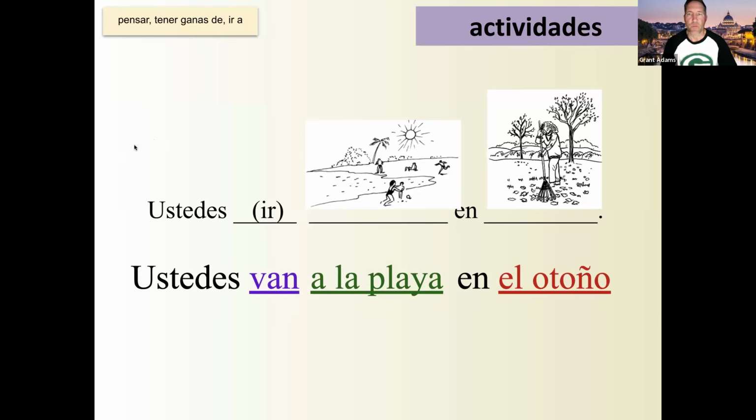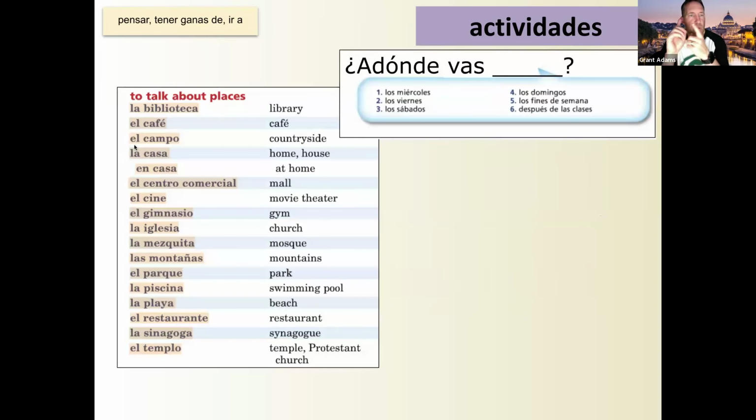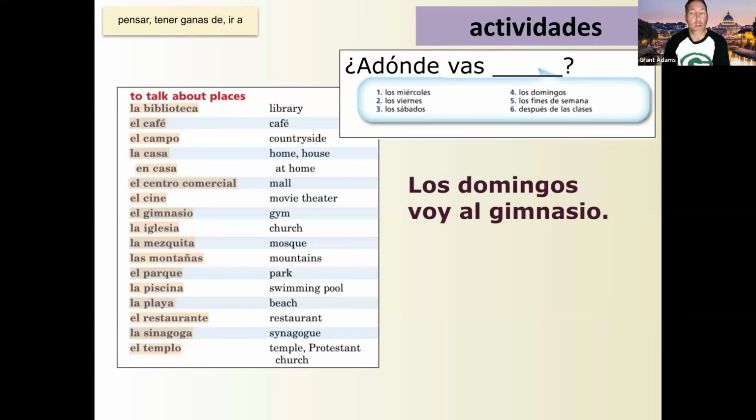Now I'm going to go ahead and ask one by one. Tenemos biblioteca, café, all these cool words. And notice how I said before el lunes was on Monday, los lunes on Mondays, a perfect example of that. So if I were to say, ¿a dónde vas los miércoles? I can say this, or let's say domingos, los domingos. Los domingos voy al gimnasio.